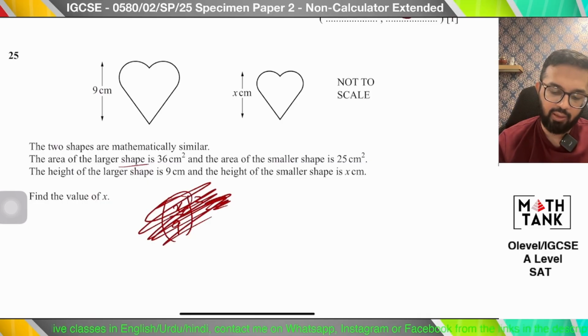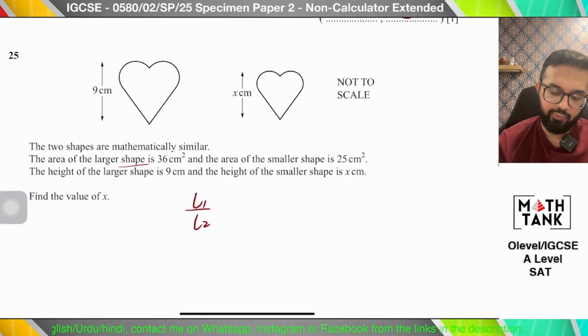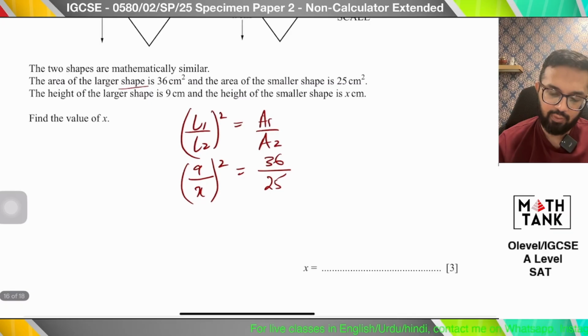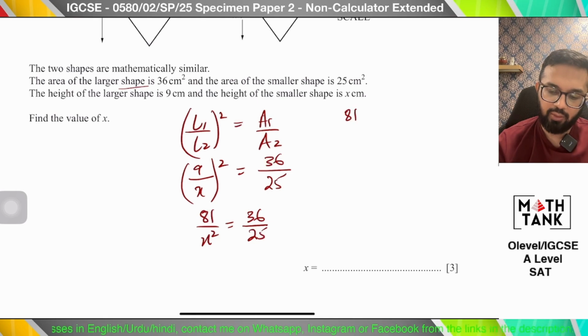Basically, L1 over L2 squared equals A1 divided by A2. So L1 is 9, L2 is x, A1 is 36, A2 is 25. So 81 into 25 divided by equals to 36 into x squared.